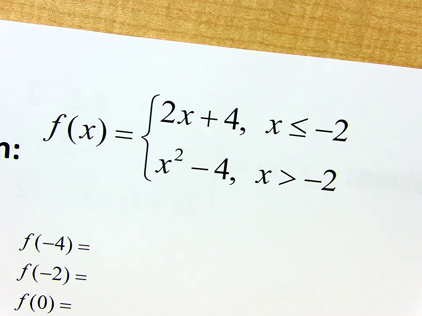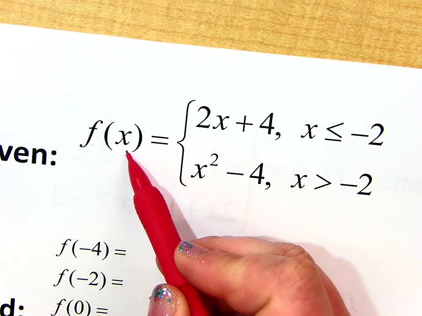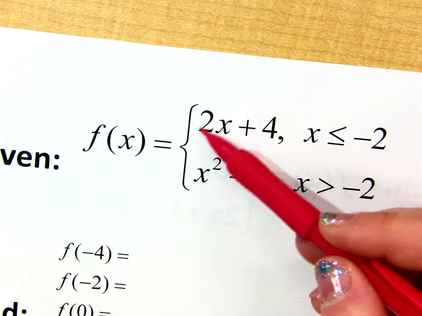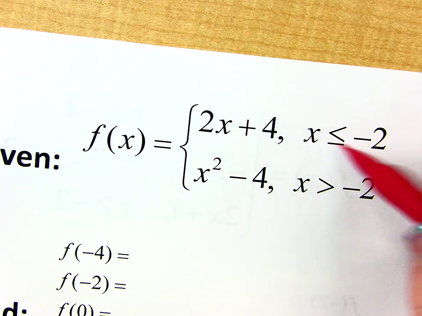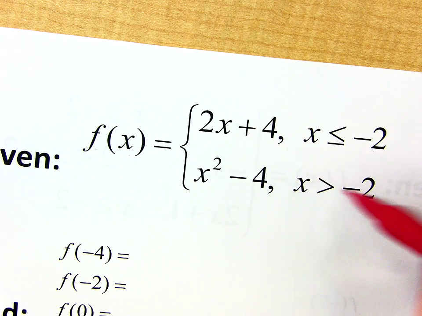Okay? So if we look at what I gave you here, this is typically how we write them. So I have my function f, and this one's being broken up into two parts. I'm going to follow this when x is less than or equal to negative 2, and I'm going to follow this when x is greater than negative 2.